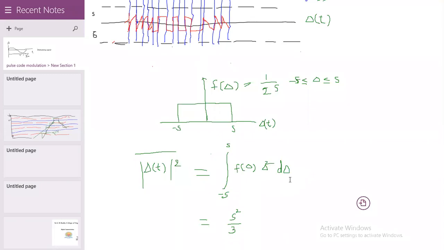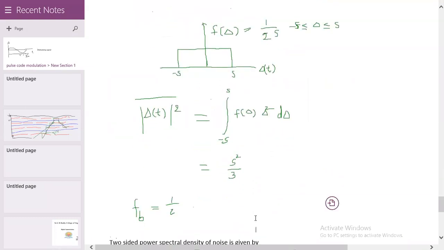Here we can indicate that the duration minus s to plus s, you are taking a duration from here to here. This is a tau. Here we can indicate that this is a tau duration. So delta of t square bar is equal to the integral from minus s to plus s of f of delta into delta square into d delta. We can solve this integration. Solve చేయండి. Solve చేసి ఎంత వచ్చిందో చూడండి.